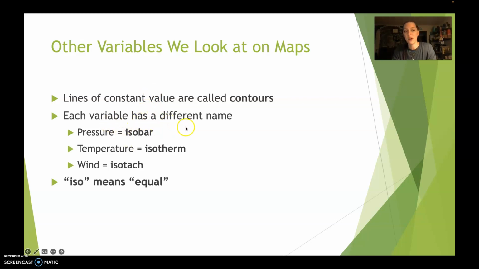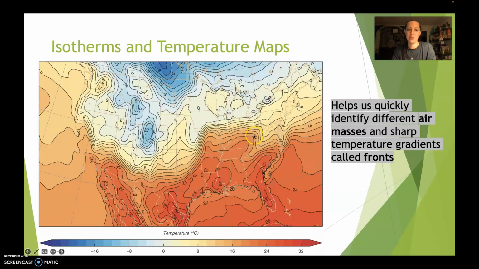So we call those isobars. With temperature, we call those isotherms. With wind, we call those isotachs. So perhaps by now you've been able to discern that the part of the word that's iso means equal. So when we see those on maps, we can look at isotherms and temperature maps.